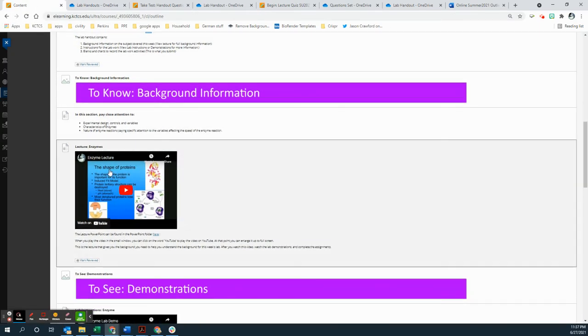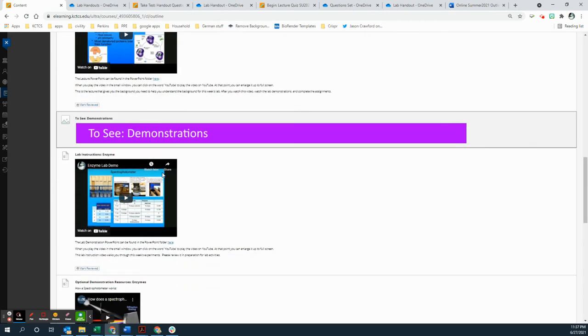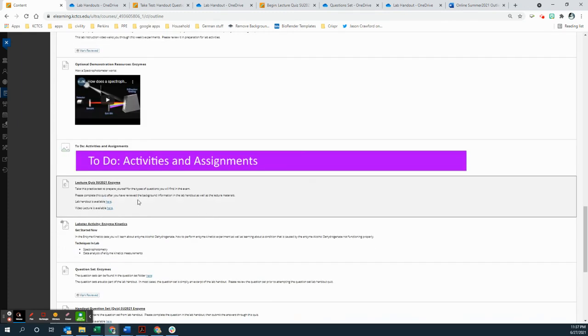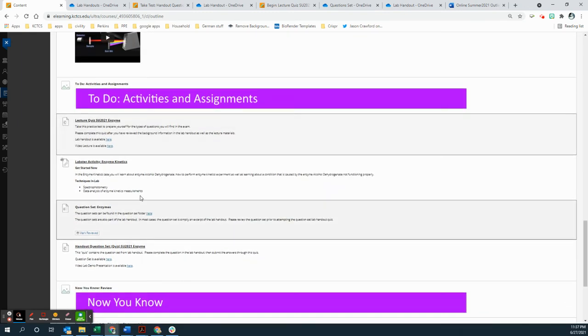So we talk about the shape of proteins and how they function in the background. Here I talk specifically about how the lab works, how the spectrophotometer works, and then as usual you have a quiz. This Labster activity is a bit of a bear. Don't worry too much about Michaelis-Menten and any of those kinds of things. We're not going to worry about it.